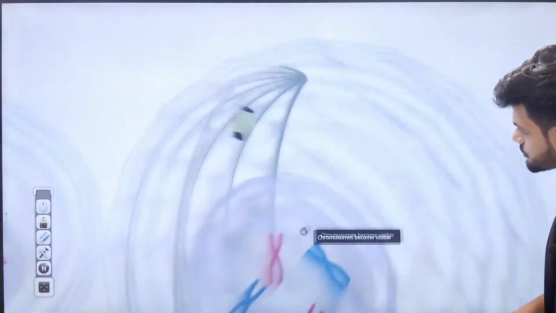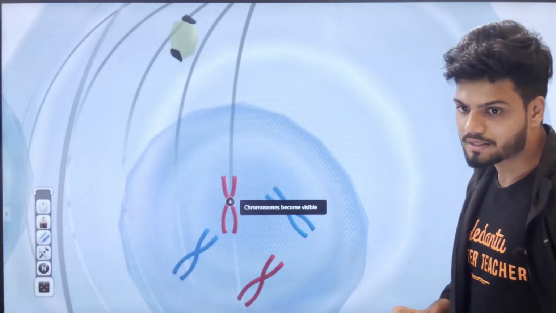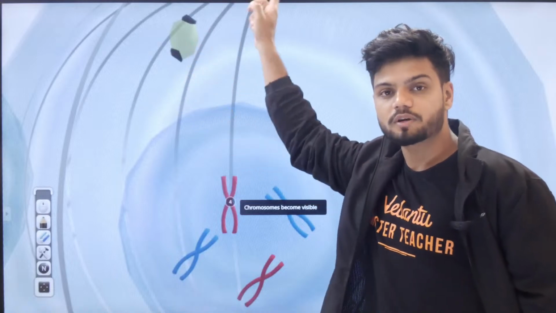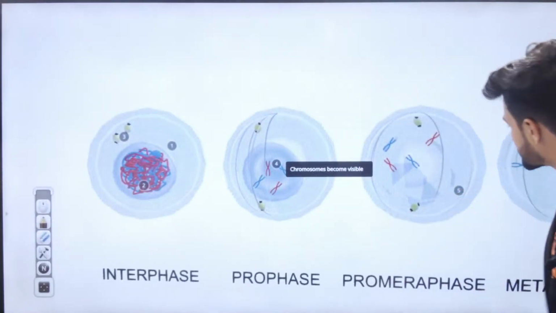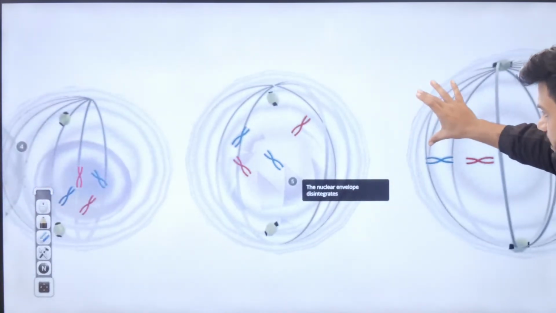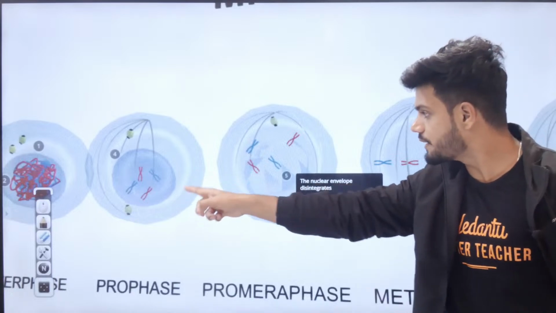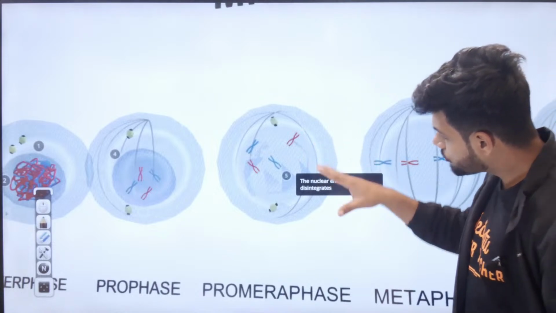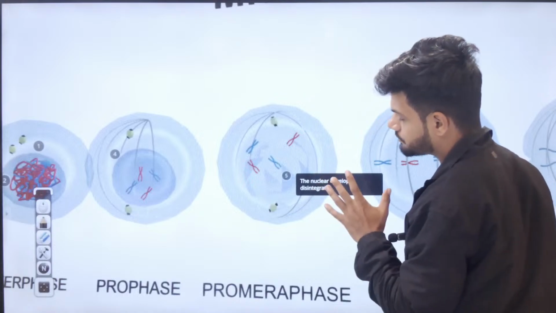In the case of prophase, what happens, students? There was condensation of chromosomes. Can you see the centrosomes are moving towards the poles? In the case of prophase, this is early, this is late. Early prophase, late prophase. Do you notice that in late prophase the entire nuclear envelope is disappearing?